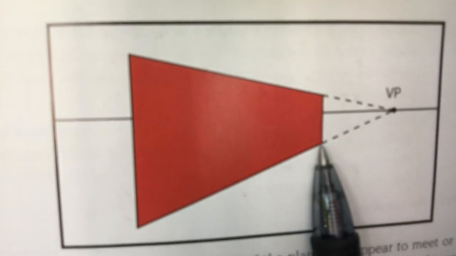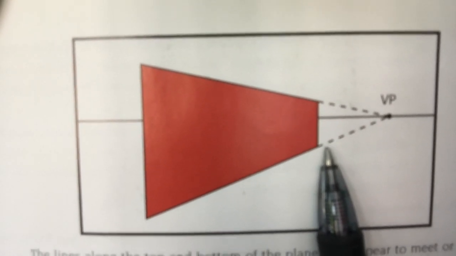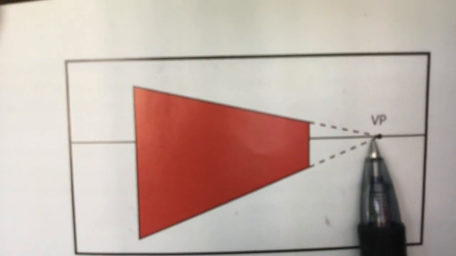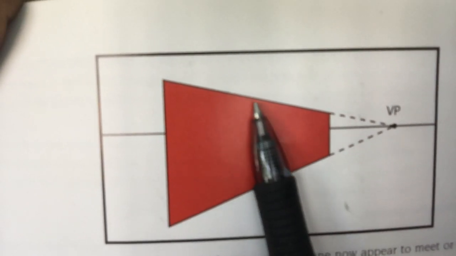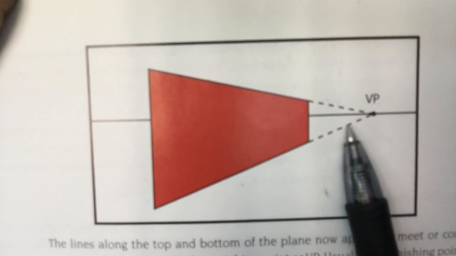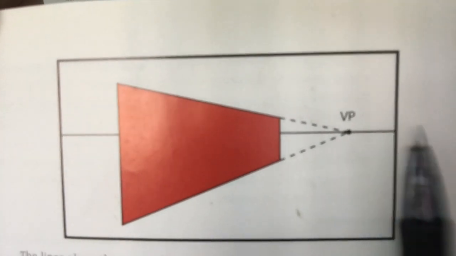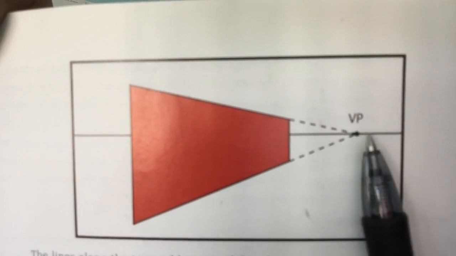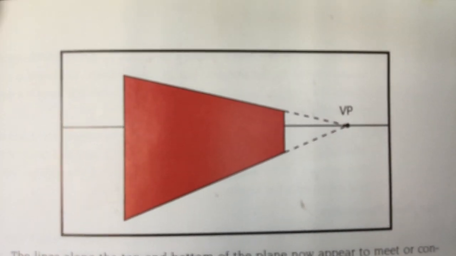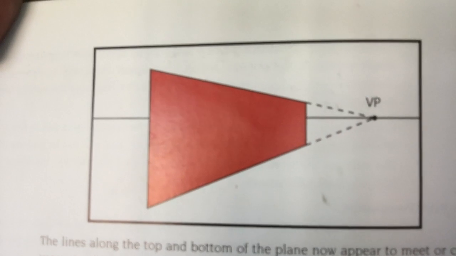If those lines kept going, and these are not real lines, these are imaginary lines that we see in our mind's eye. If they kept going, if this line right here and this line right here kept going, they would meet right here at this point. That point is what we call a vanishing point. Okay? That's one of the terms you have to know, a vanishing point.